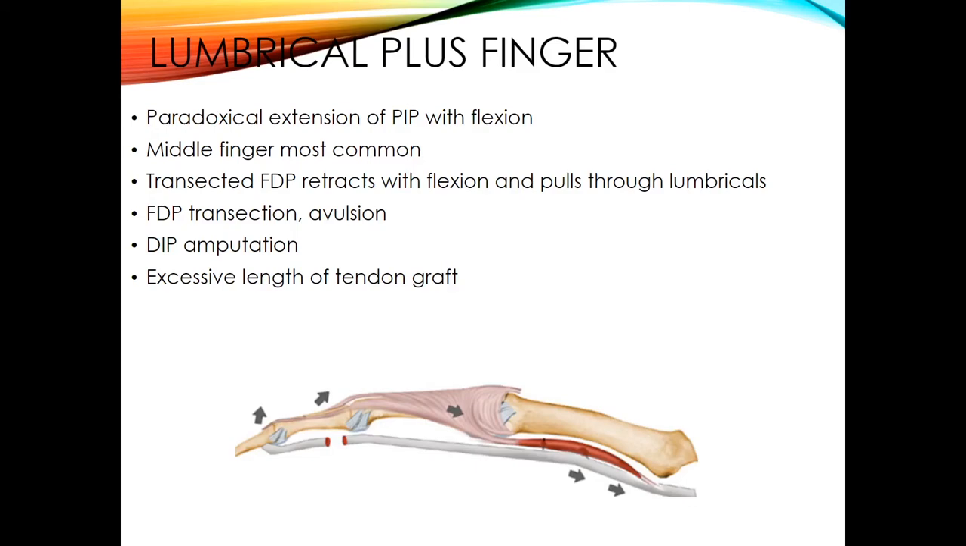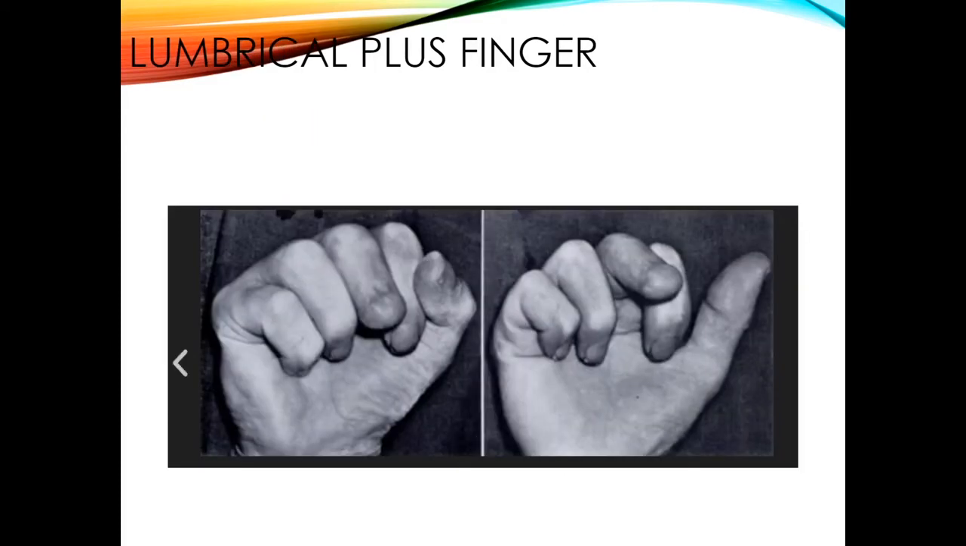So you can see this in patients who've had a DIP level amputation or an FDP avulsion, or if you do a tendon graft on a staged tendon, a 2-stage tendon repair, and you have excess length of the tendon repair, this is a problem that you can see. And this is what that'll look like. So you can see this patient's had an FDP or a DIP level amputation. And now when they try to make a fist, they're actually getting an extension force through their IP joint from their lumbricals.